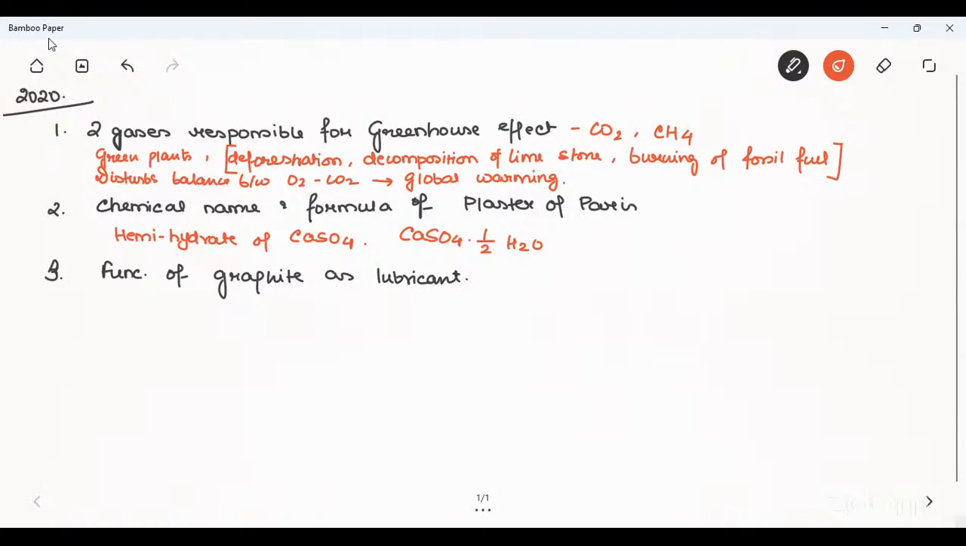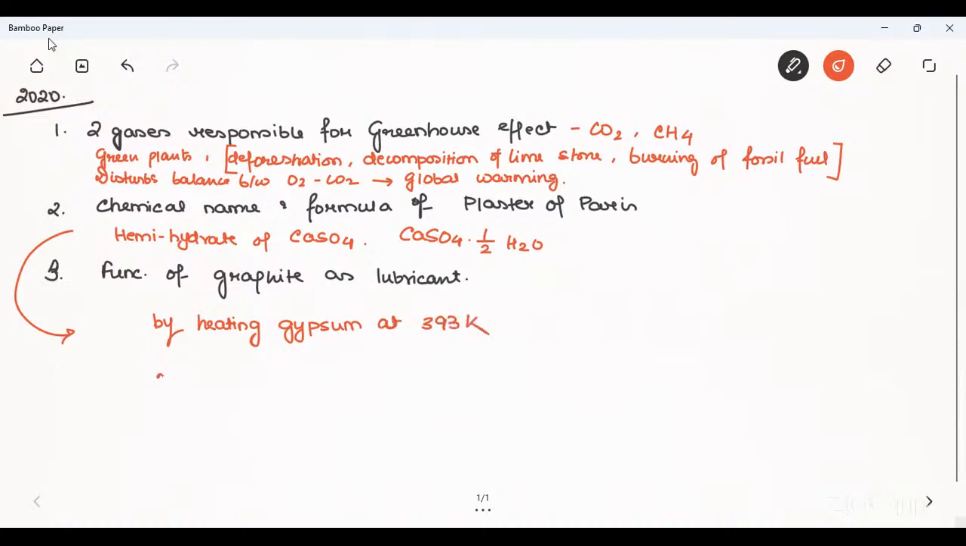But since we are revising, let's do the preparation of plaster of Paris. Plaster of Paris is obtained by heating what? I am writing here. This is the preparation process. It is obtained by heating gypsum at 393 Kelvin.